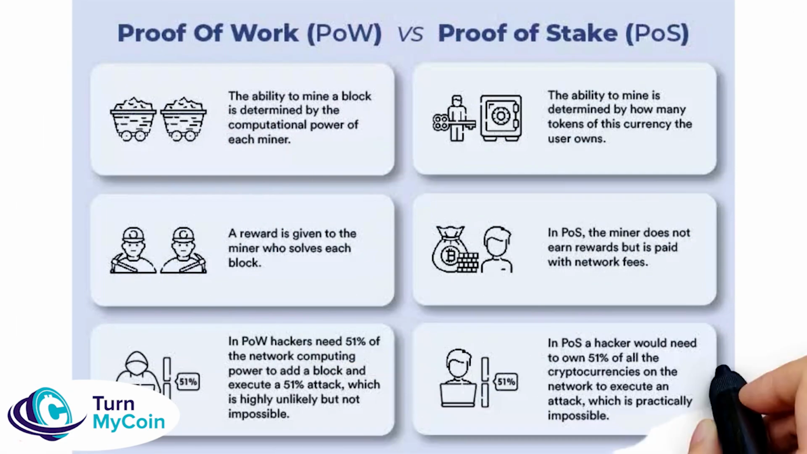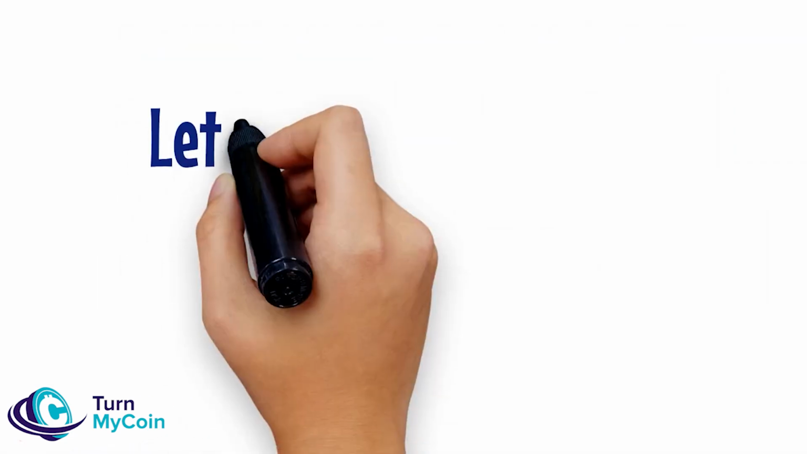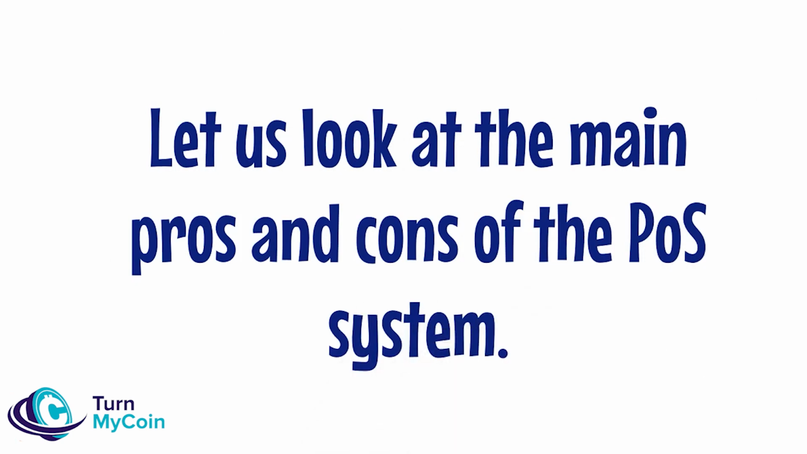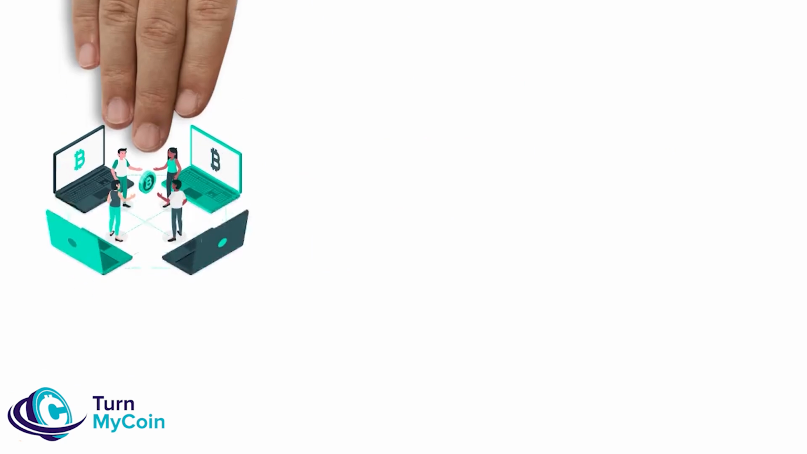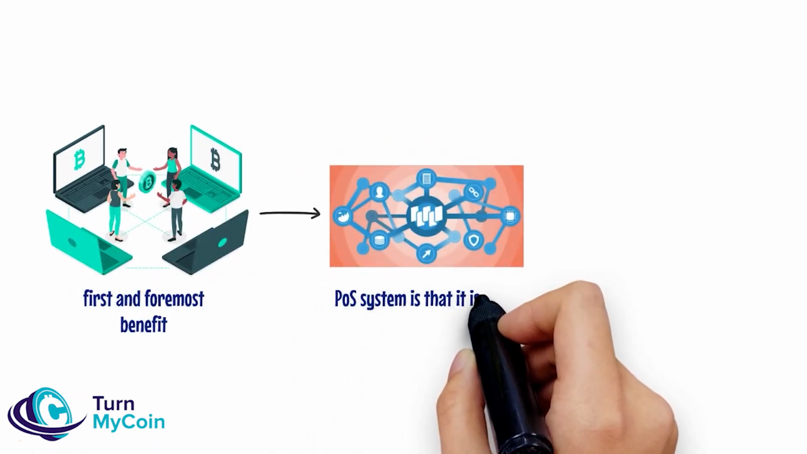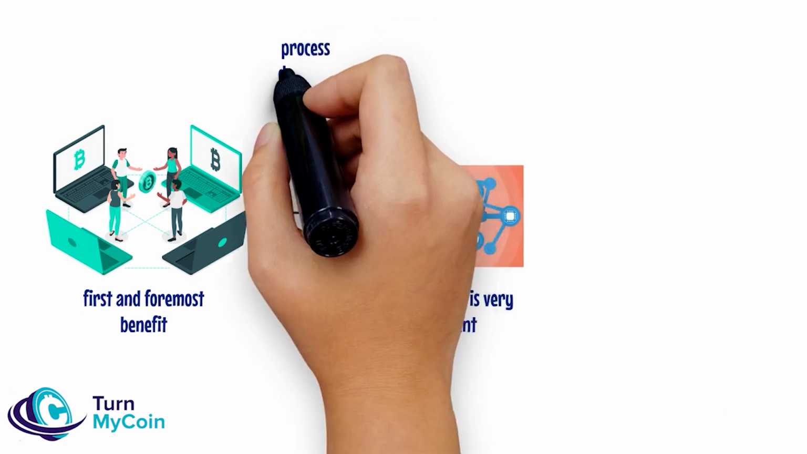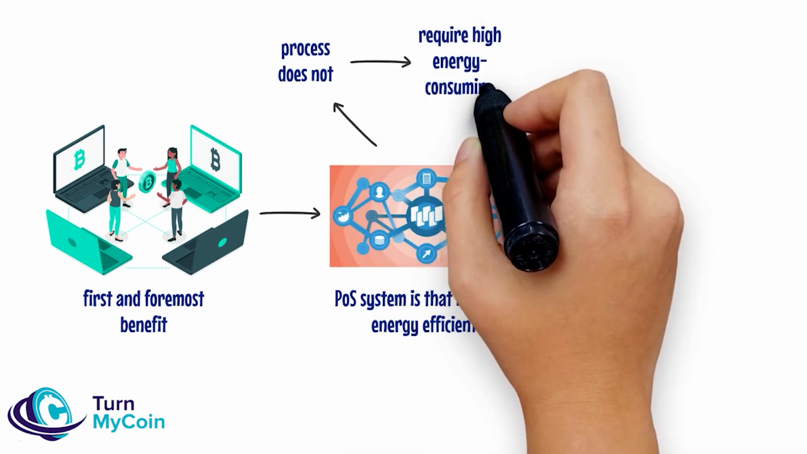Pros and cons of the POS mechanism. Let us look at the main pros and cons of the POS system. Pros. 1. The POS system is energy efficient. The first and foremost benefit of the POS system is that it is very energy efficient. The process does not require high energy-consuming equipment, i.e. ASICs, to form a consensus.